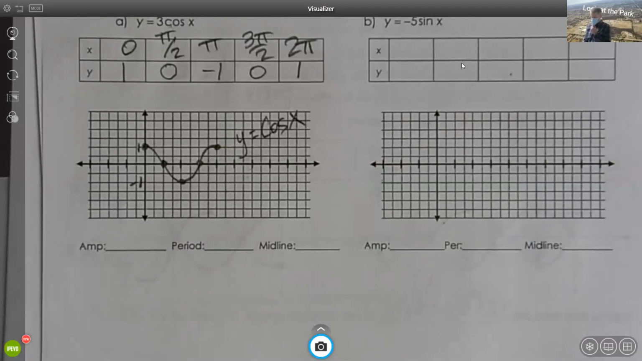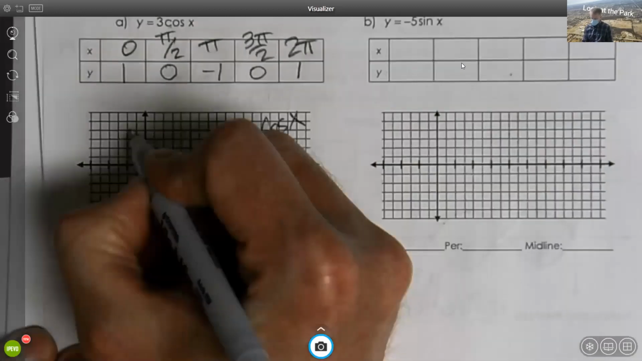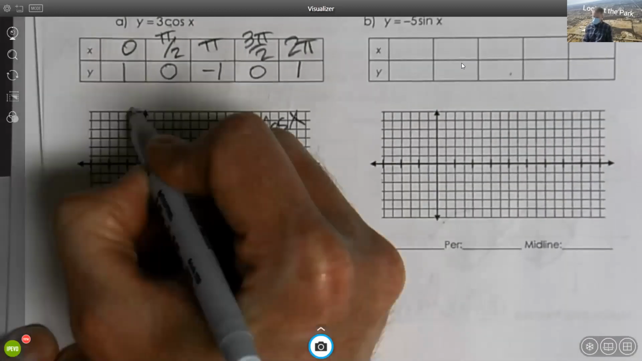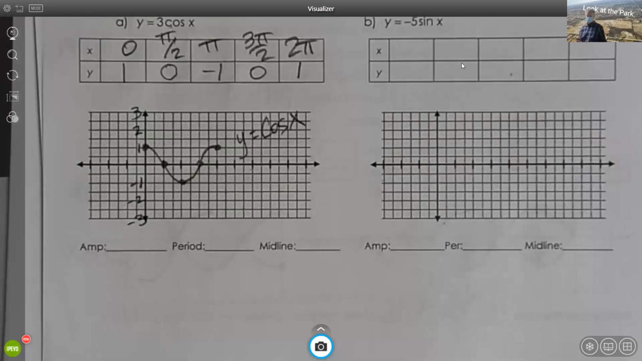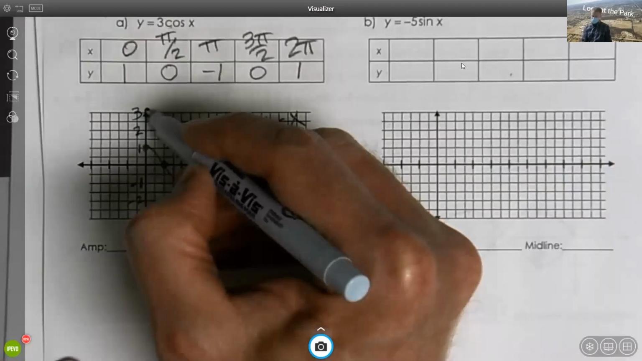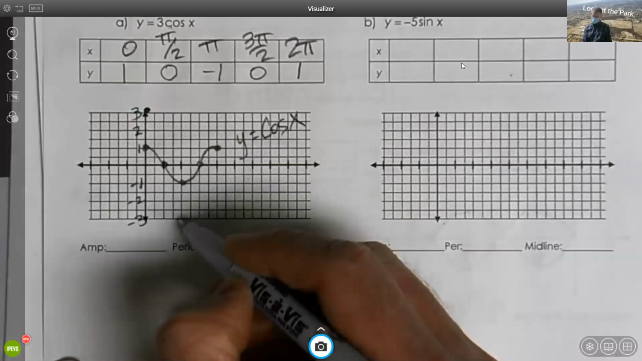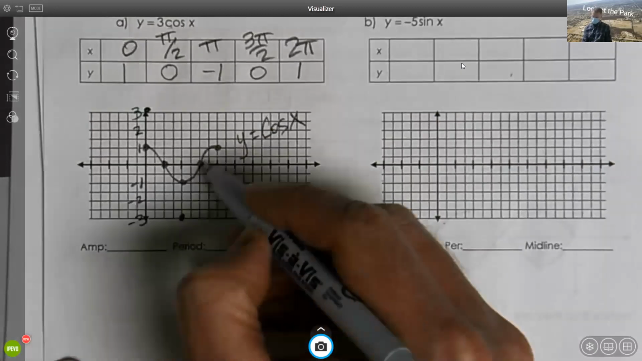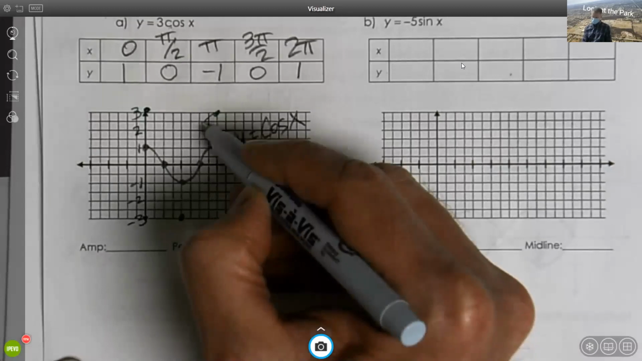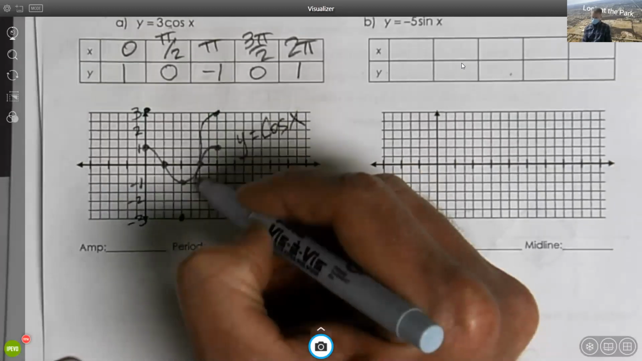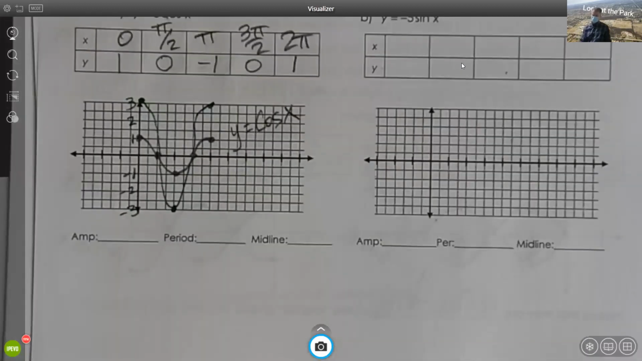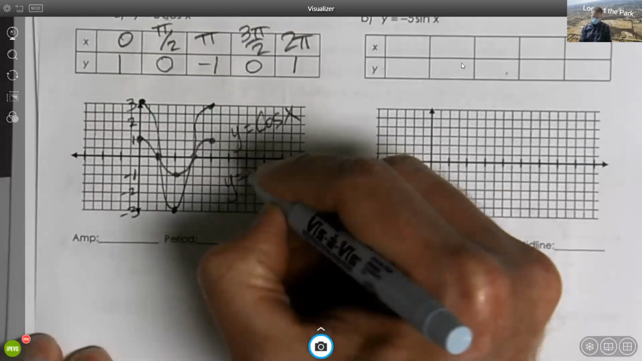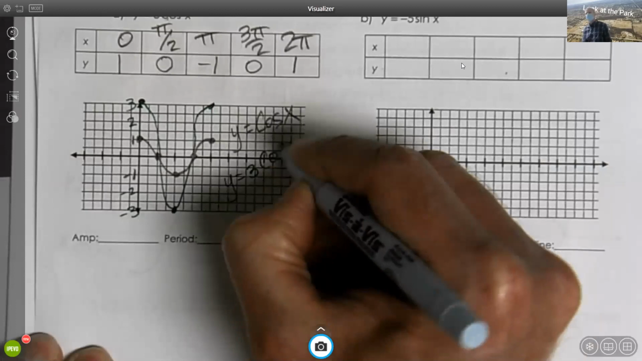Now we're going to look at the amplitude, the 3. How does that affect our graph? That's going to push us up to not even 2, but all the way up to 3, -2 and -3. So that stretches out our graph. Now we're going to start at +3, go to 0, then to -3, go to 0, and to +3. You multiply your y values all by the 3. Y equals 3 cosine of x.